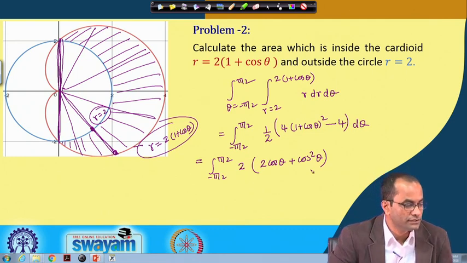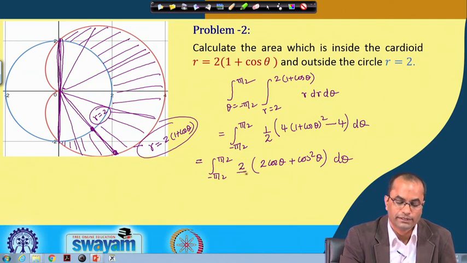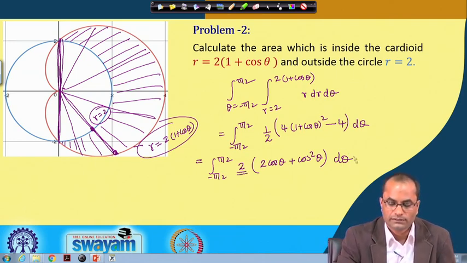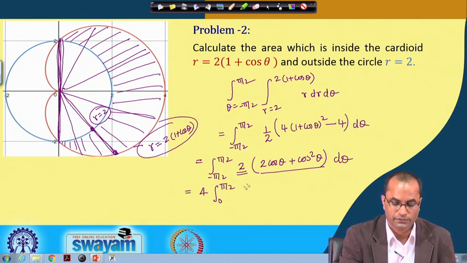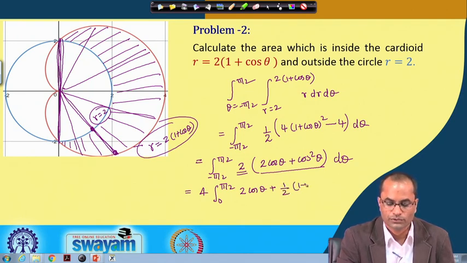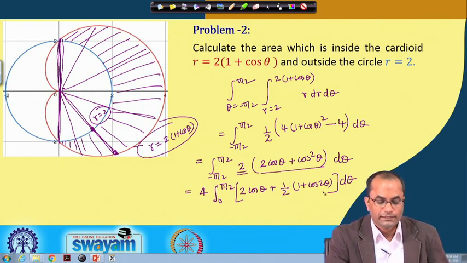So, we have 2 cos theta and cos square theta and d theta, multiplied by this factor 2. Here the integrand is even. So in fact this integral will be 4 times the integral from 0 to pi by 2 of 2 cos theta, and cos square theta we can convert into cos 2 theta form, so 1 plus cos 2 theta, and then we have d theta there, which we can integrate easily.